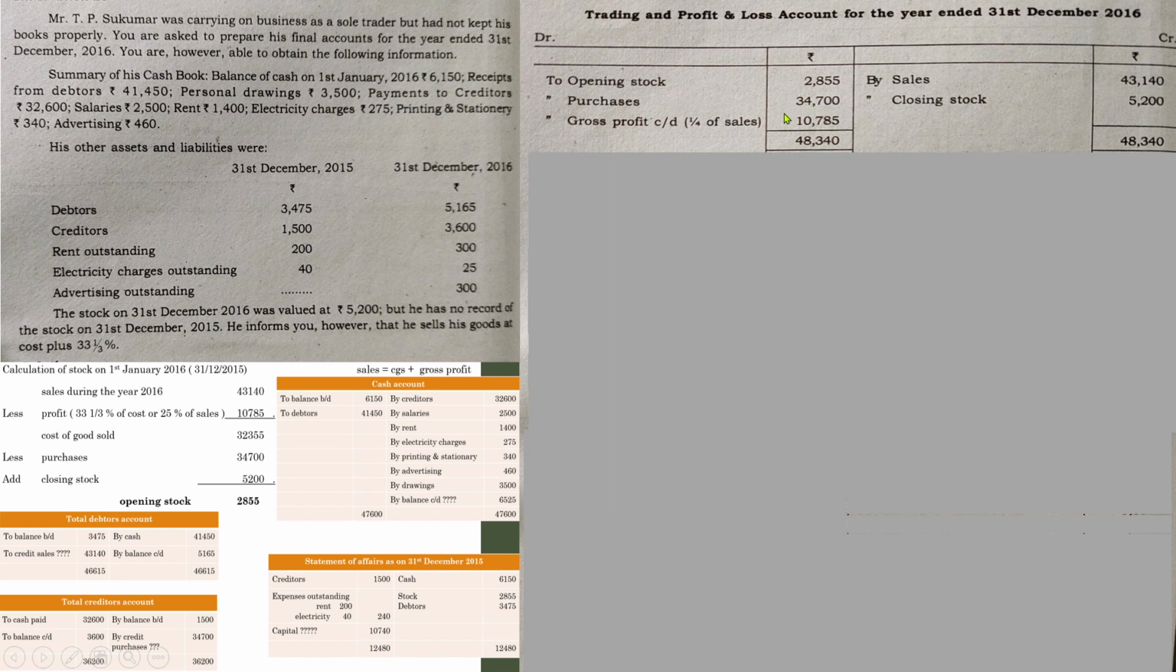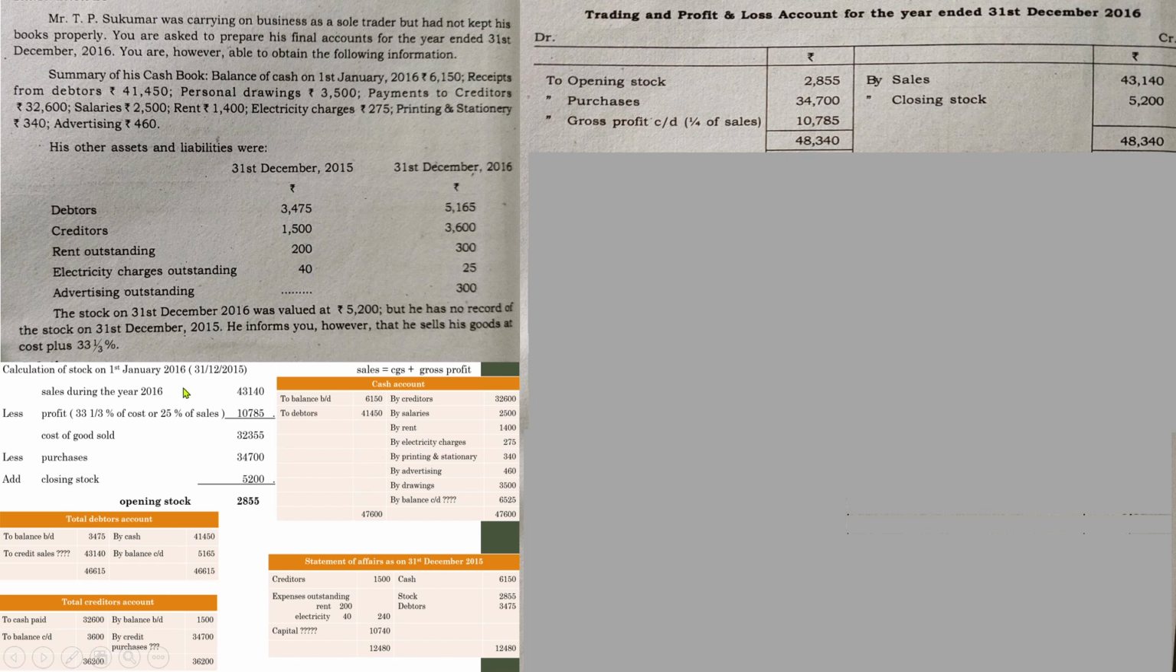We already found the gross profit in the computation of opening stock. So you can either go for computations of this, or you can directly prepare the trading account if you have further information. If you have sales, closing stock, purchases and opening stock, all this information can be seen. Opening stock we don't have, we need to find. Purchases can be obtained from creditors. Gross profit can be obtained from the information given, that is 1/3 of cost or 25% of sales. Sales can be obtained from debtors, and closing stock is given.